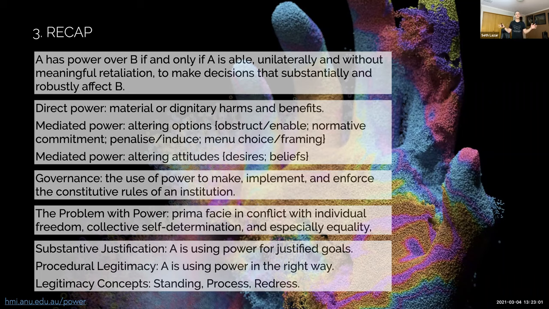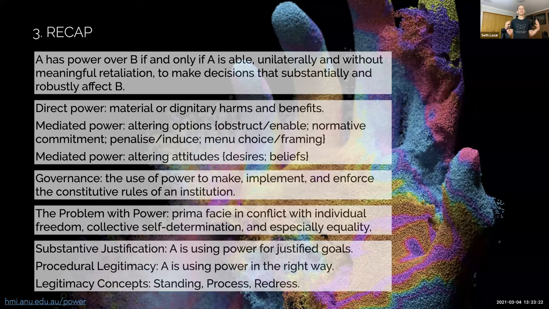So I gave you my definition of power. A has power over B if and only if A is able unilaterally and without meaningful retaliation to make decisions that substantially and robustly affect B. I considered that against a few alternatives, and on the slides that come later, I considered some other objections.